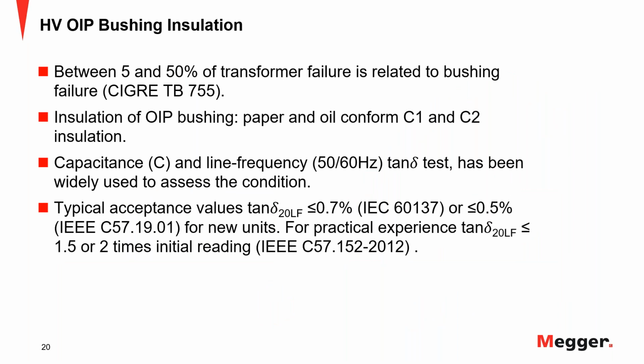Okay, so when we're looking into the high voltage oil-impregnated paper bushing insulation, we can see that between 5 and 50% of transformer failure is related to bushing failure. Okay, that is one part. The insulation of these oil-impregnated paper bushings is made up of these two groups, the C1 capacitance and the C2 capacitance. Most of the people are always asking, well, do I need to do a C1 test? Do I need to do a C2 test? And I would say, if you have the opportunity to do both, do it, okay?